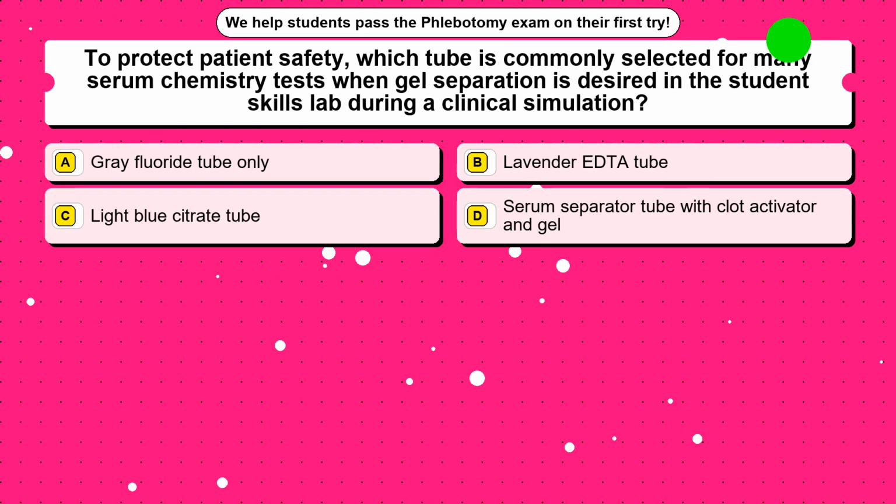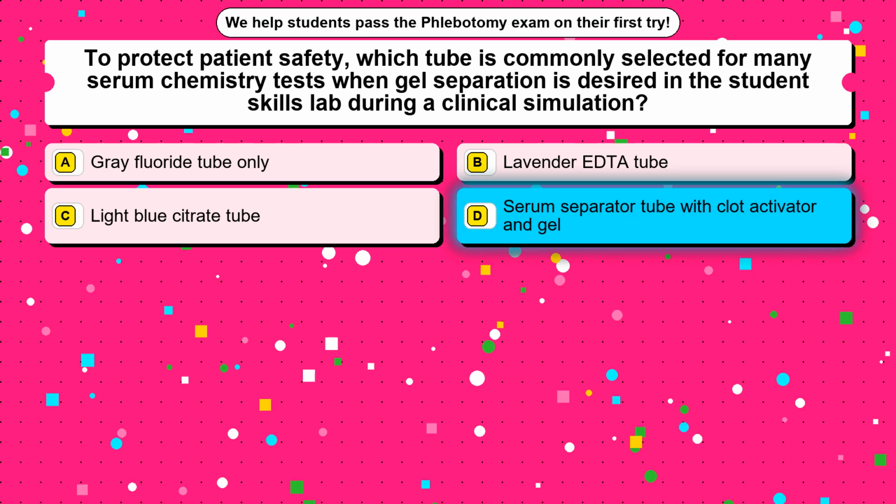Question 46. To protect patient safety, which tube is commonly selected for many serum chemistry tests when gel separation is desired in the student skills lab during a clinical simulation? Option A, gray fluoride tube only. Option B, lavender EDTA tube. Option C, light blue citrate tube. Option D, serum separator tube with clot activator and gel.